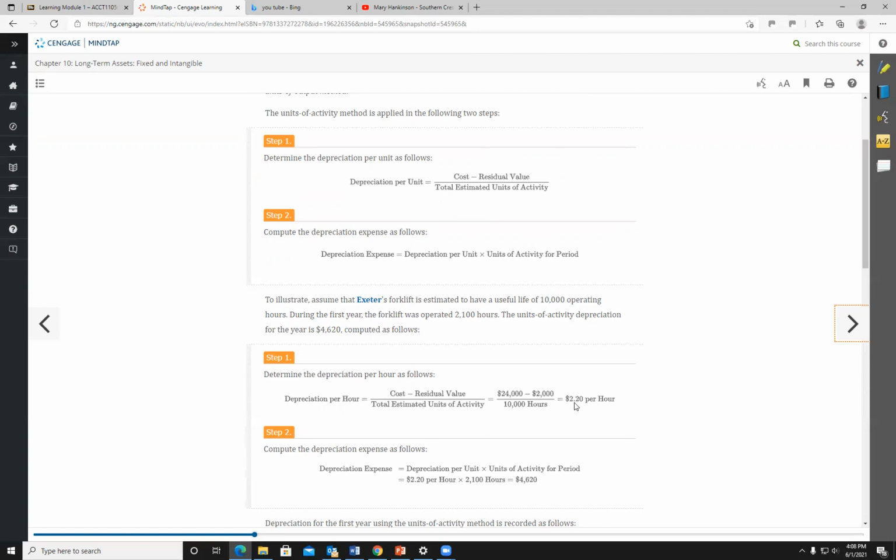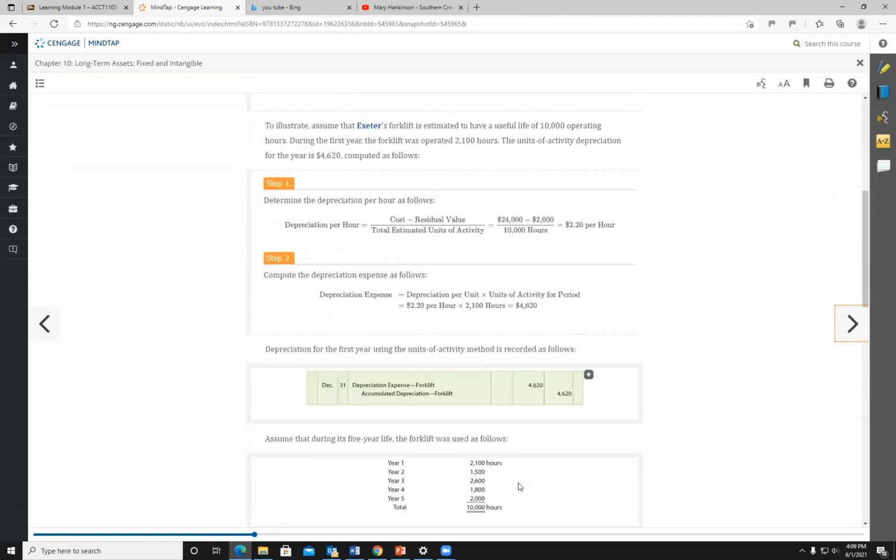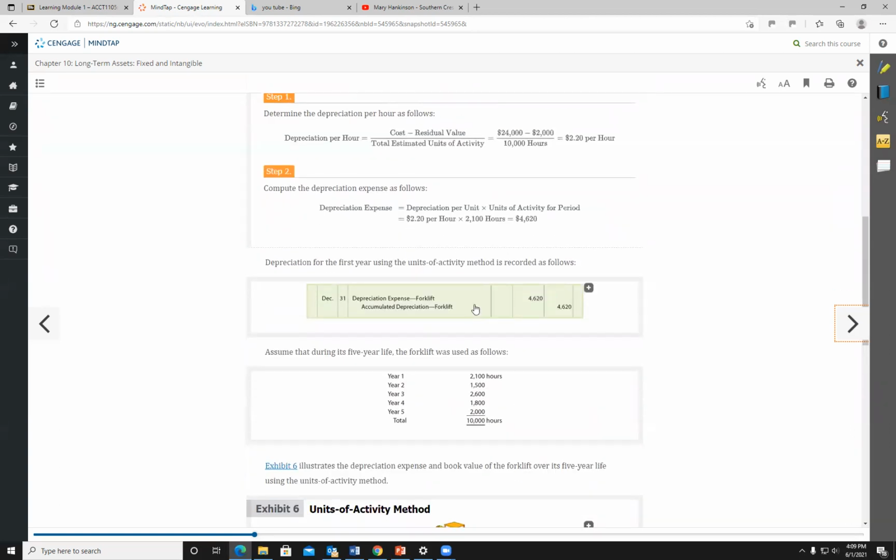Now, to get that depreciation expense, we know in the first year that forklift was used for 2,100 hours. So we're going to take that $2.20 and multiply it by 2,100. And that gives us a complete depreciation expense for year one of $4,620. And then we will record it the same way. We would debit the depreciation expense and we would credit the accumulated depreciation for that forklift. Again, the accumulated depreciation account is a contra asset account. So this is a balance sheet account. This is an income statement account. So we're going to hit expense and then we're going to hit our contra asset.